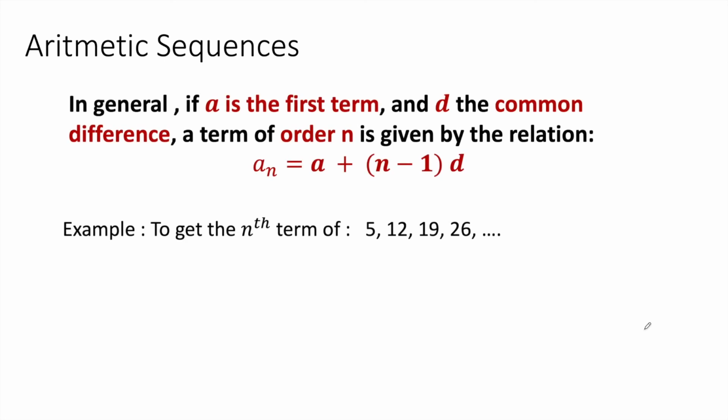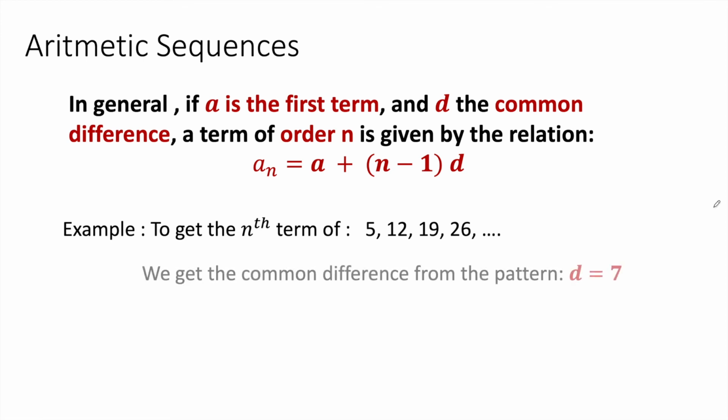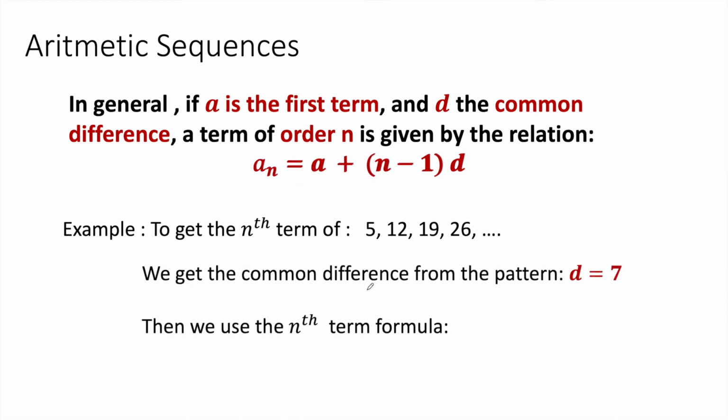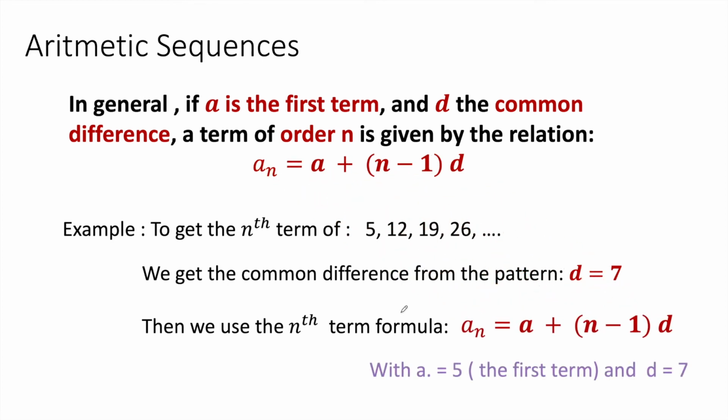Now, here's an example. To get the nth term for the sequence 5, 12, 19, 26, we can find the common difference, which is 7. 5 to 12 is 7, 12 to 19 is 7, and 19 to 26 is 7. The common difference is 7. Then we substitute in the formula: d equals 7, and a equals the first term, 5, given in the question.